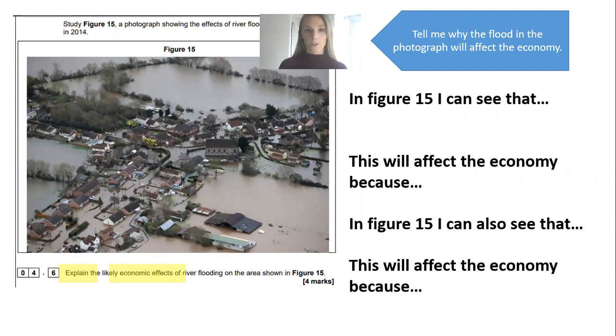So for this question, you need to first of all study the photograph, which shows the effects of a flood in the UK. You then need to explain how this flood has had an economic impact on the area shown in the figure. So it has to relate to this area that you can see.